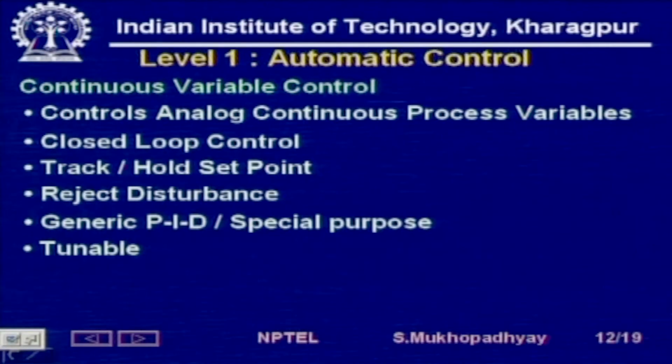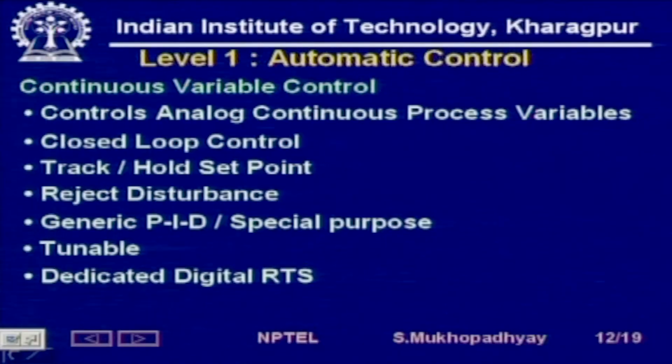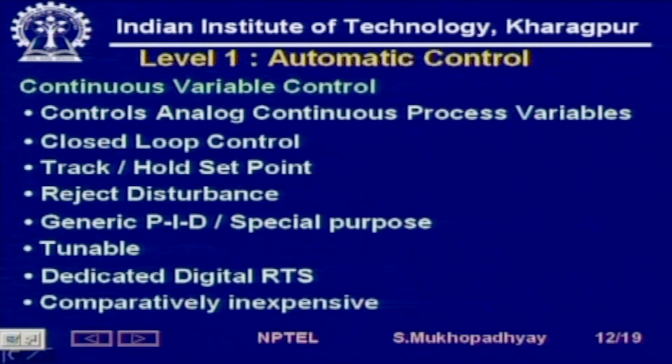So, these controllers are tunable and they require tuning from time to time, and they are implemented typically on digital real time systems, basically a processor system with an interface to the sensors and an interface to the actuators. So, it is a kind of microprocessor based system, and these are generally very inexpensive. Typically a control system is less than 5% of the cost of the plant it controls. So, the controller is actually very cheap, although it does a very critical job. So, now this is what you find in automatic continuous variable control.